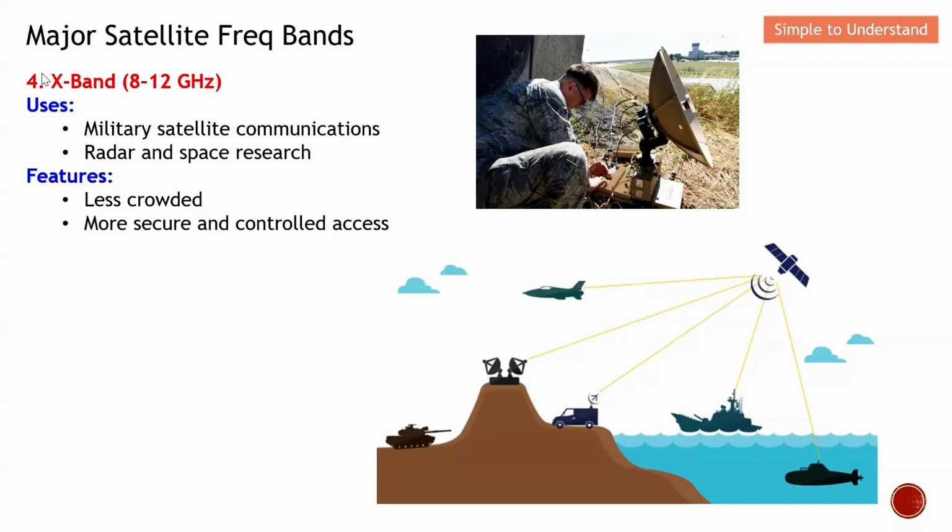Next will be X band, extreme band. The frequency for X band is between 8 to 12 gigahertz. This frequency band is mainly reserved for supporting military. So the use case is military satellite communication and also radar and space research. Since it is used for military purposes, it will be less crowded and more secure, and in fact, they control access. So this is X band.